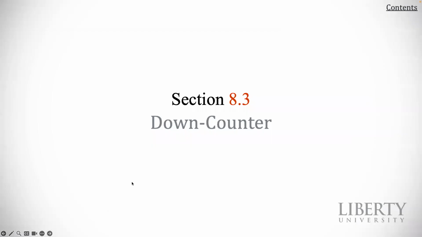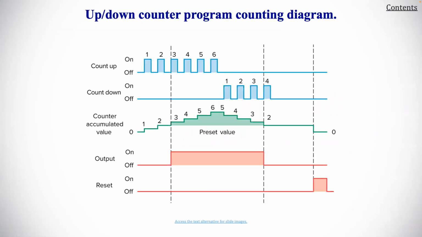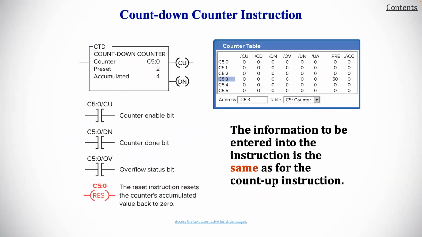Next, let's talk about down counters. A down counter will count down, or decrement by 1, each time the counted event occurs. Normally, the count down is used in conjunction with the up counter to form an up-down counter. Here would be an example of what an up-down counter program counting diagram might look like. We can see the accumulated value goes up and down, and these would be the kind of things that we can be monitoring. And here would be the ladder program, the count up and then the count down, the things that we would be having in our ladder diagrams.